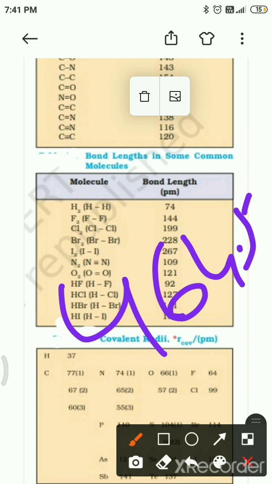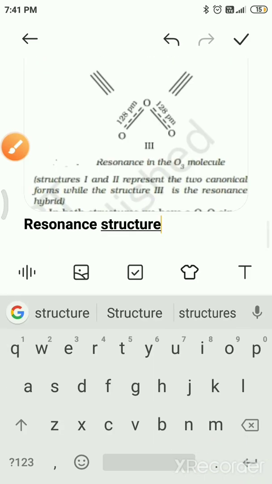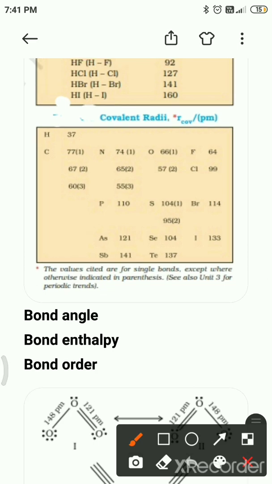Next, the bond order. So this is finished; now the bond order. In the Lewis description of the covalent bond, the bond order is given by the number of bonds between the two atoms in a molecule.